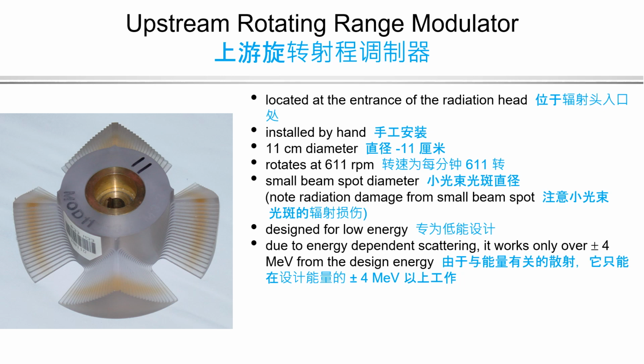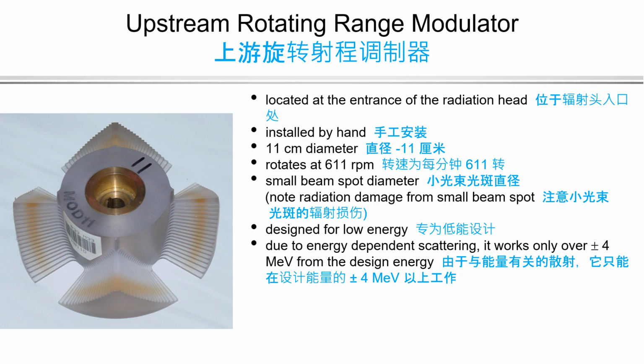This slide shows a rotating range modulator that is located at the entrance end of the radiation head. For each different desired mesa width, a separate device must be installed by hand. This particular device was 11 centimeters in diameter and rotated at a speed of 611 RPM, which is a prime number to avoid any aliasing with 60 Hz noise or its harmonics in the accelerator that may affect the beam current. At the entrance of the radiation head, the beam spot diameter is small, as evidenced by the brown radiation damage to the polycarbonate range steps.